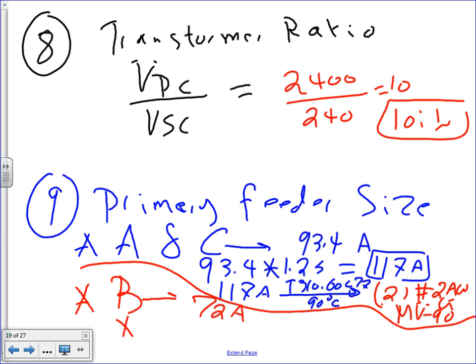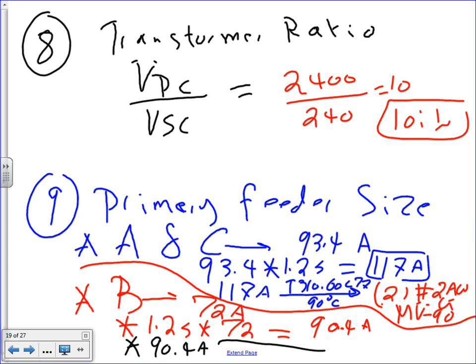So do me a favor. Take the 1.25, multiply it by 72. Can somebody give me the answer, please? 90.4, but it's basically 90. Okay, 90.4 amps. And then, can you guys do me a favor and go all the way to the table? Take the 90.4 amps to the same table that we did, and this will be one conductor. What size? Number 4.